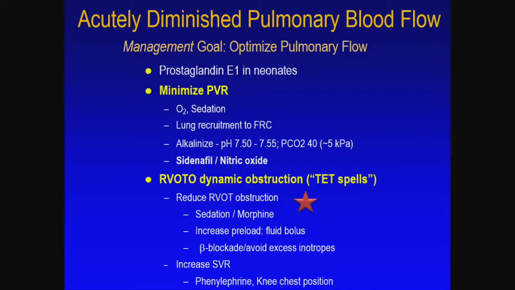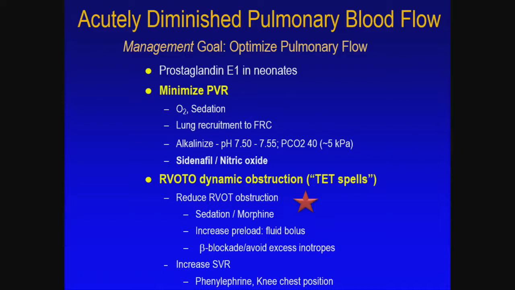Prostaglandin, the good old prostaglandin, when in doubt, it's the vitamin E. Oxygen, sedation, lung recruitment, alkalinize to decrease the pulmonary PVR, okay, sildenafil and nitric oxide. Another question which is very commonly asked is how do you manage TET spells: sedation and morphine.